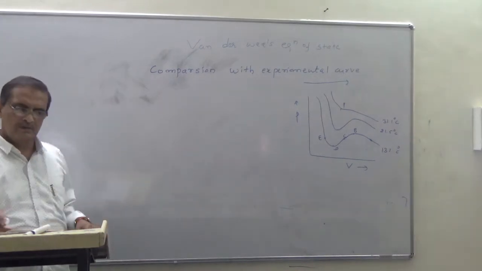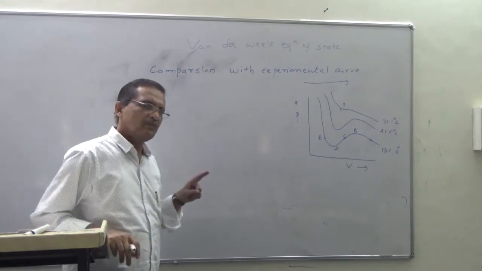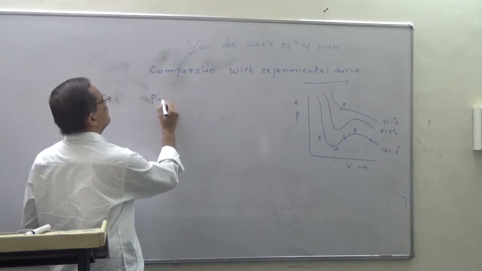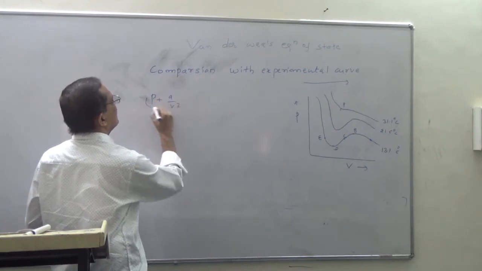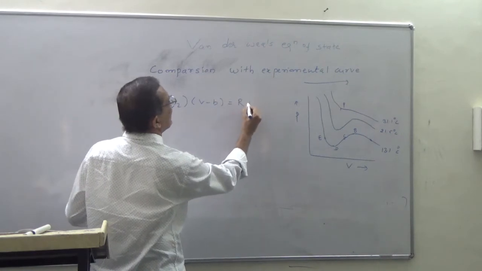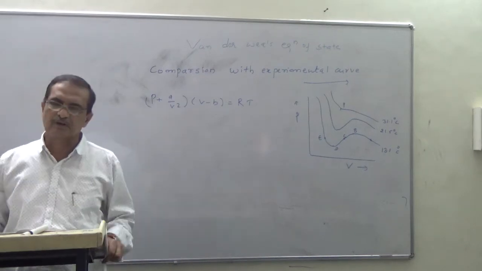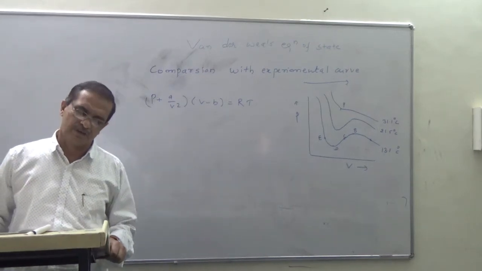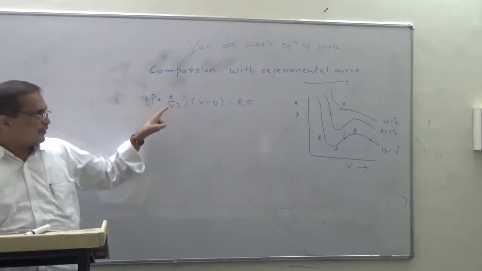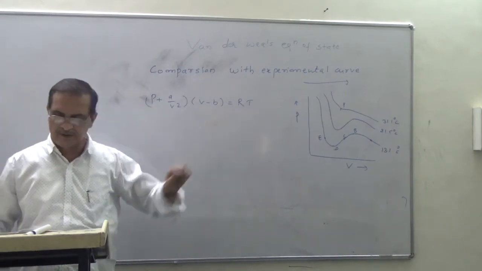In the last lecture we studied the modified form of the van der Waals equation: (P + a/V²)(V − b) = RT. The ideal gas equation PV = RT was further modified by van der Waals to give this form.